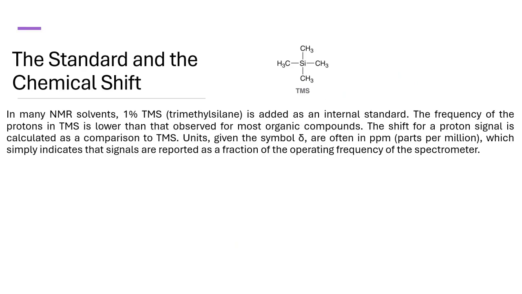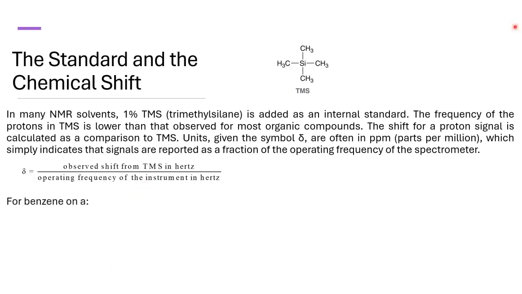The standard and the chemical shift. In many NMR solvents, 1% TMS, or tetramethylsilane, is added as an internal standard. The frequency of the protons in TMS is lower than that observed for most organic compounds. The shift for a proton signal is calculated as a comparison to TMS. Units given the symbol delta are often in parts per million, or ppm, which simply indicates that signals are reported as a fraction of the operating frequency of the spectrometer. So we have the shift from TMS in hertz observed for the substance over the operating frequency.